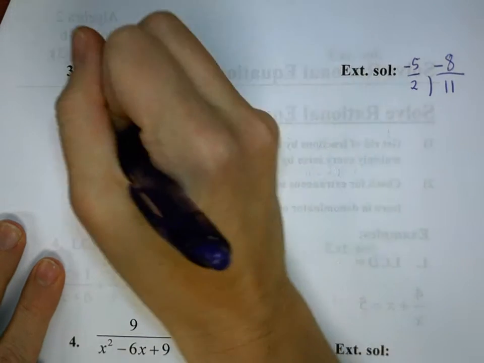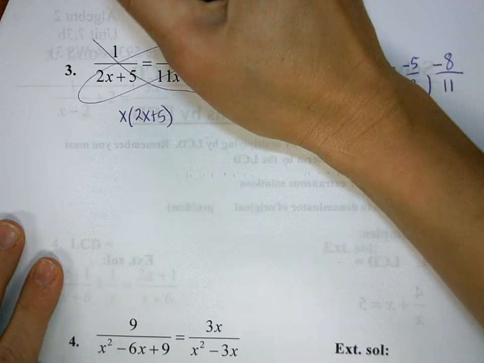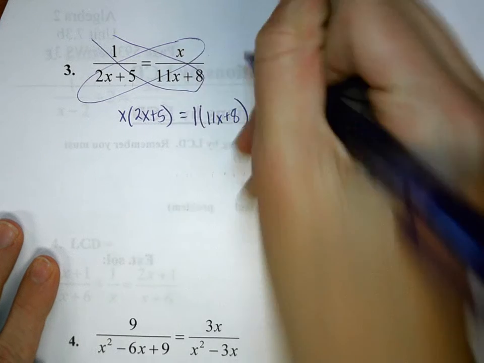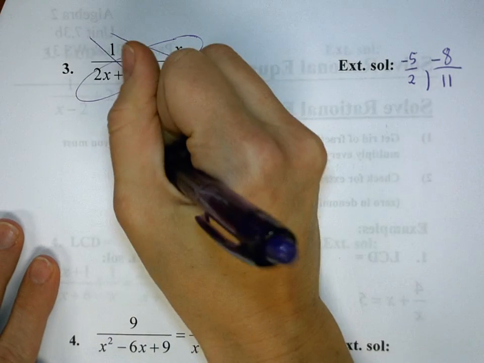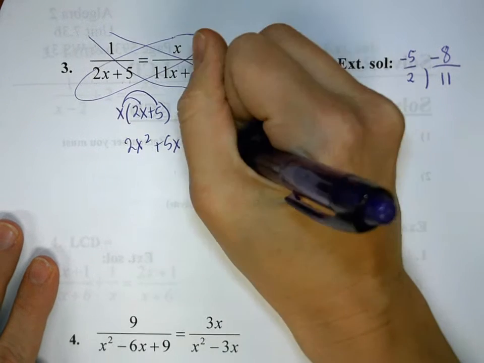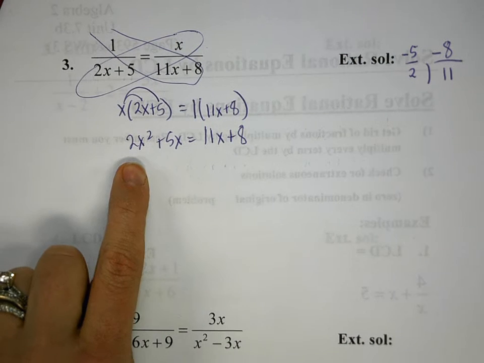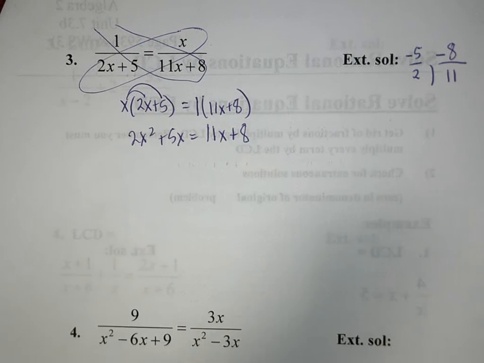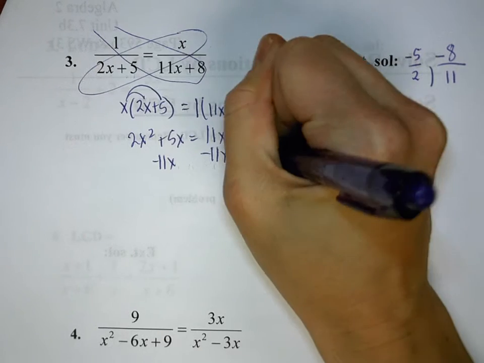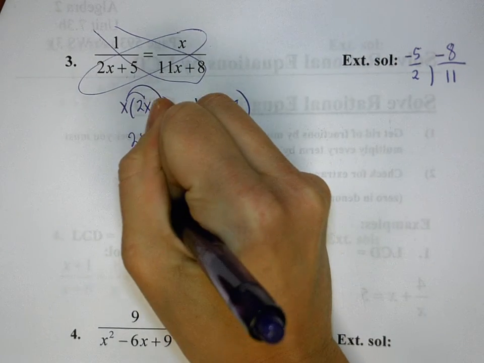So now when I cross multiply here, I have x times 2x plus 5, and then equals 1 times 11x plus 8. When I distribute, I get 2x squared plus 5x equals, and 1 times anything will just be itself, so we have 11x plus 8. Since I have a squared term, that means we want our squared term to be positive, so I'm going to move everything to the left. So I'm going to subtract 11x, and I'm going to subtract 8 to make it set equal to 0 so that I can factor. We have 2x squared.